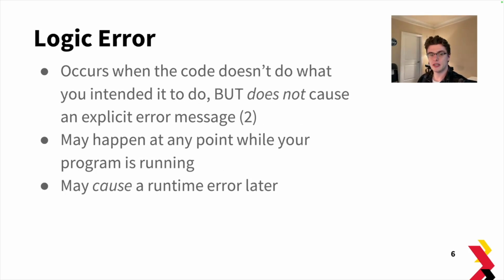Lastly, the third type is a logic error, and this is even a little bit trickier to find. This occurs when your code doesn't do what you intended to do, but it doesn't cause an explicit error message. When might that happen? I'll show you that in a little bit. This may happen at any point while your program is running, just like a runtime error. Now, even though it doesn't create an explicit error message, it may cause a runtime error in the future.